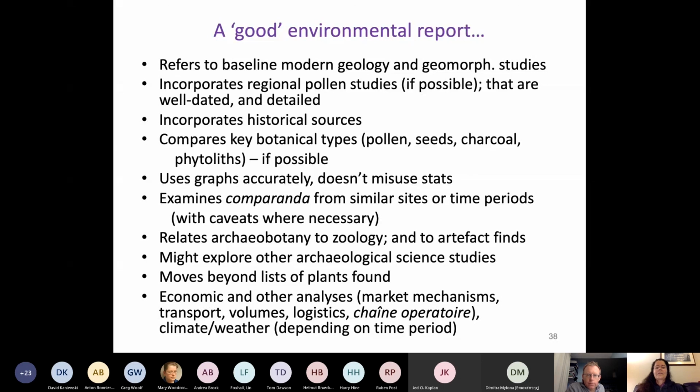It's got to start with the higher level geology and geomorphology studies. And it's got to try to date pollen. It's got to use well-dated pollen studies. And in the past, they were mostly straight line from 1 or 2 dates in a core. Now we do better Bayesian analyses of pollen cores, and we need to go back and redate some things. We should be integrating our historical sources, and we shouldn't be using so many statistics. If we don't have thousands and thousands of pieces of things, then we should not be using the amount of statistics that get used in archaeobotanical reports.